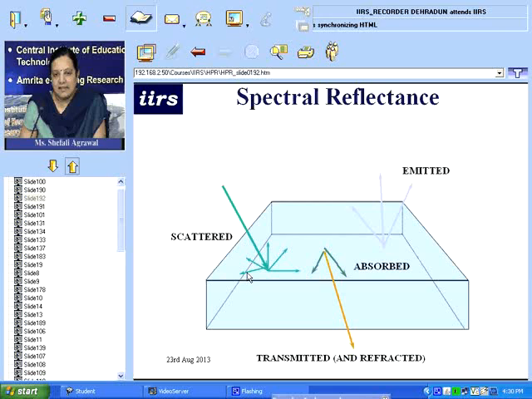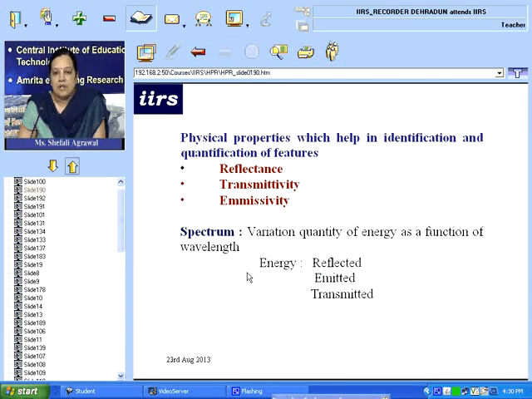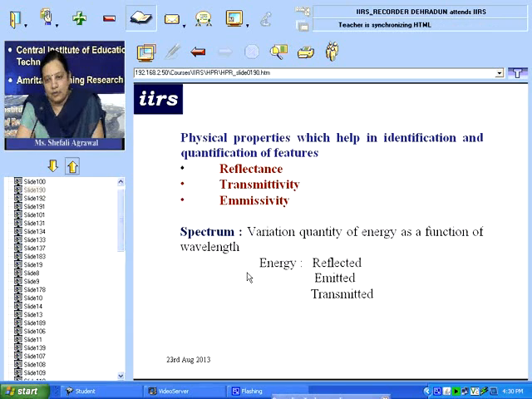on interacting, and some part of it is reflected. The other is it gets transmitted and absorbed. This absorbed energy is later on re-emitted. So these are the three properties which enable us to differentiate different type of land cover features onto the Earth on a satellite data set.